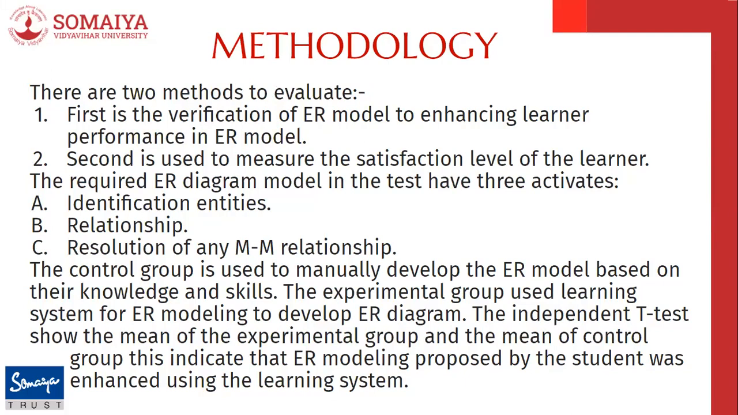The control group is used to manually develop the ER model based on their knowledge and skills. The experimental group used learning system for ER modeling to develop ER diagram. The independent t-tests show the mean of the experimental group and the mean of control group. This indicates the ER modeling proposed by the student was enhanced using the learning system.